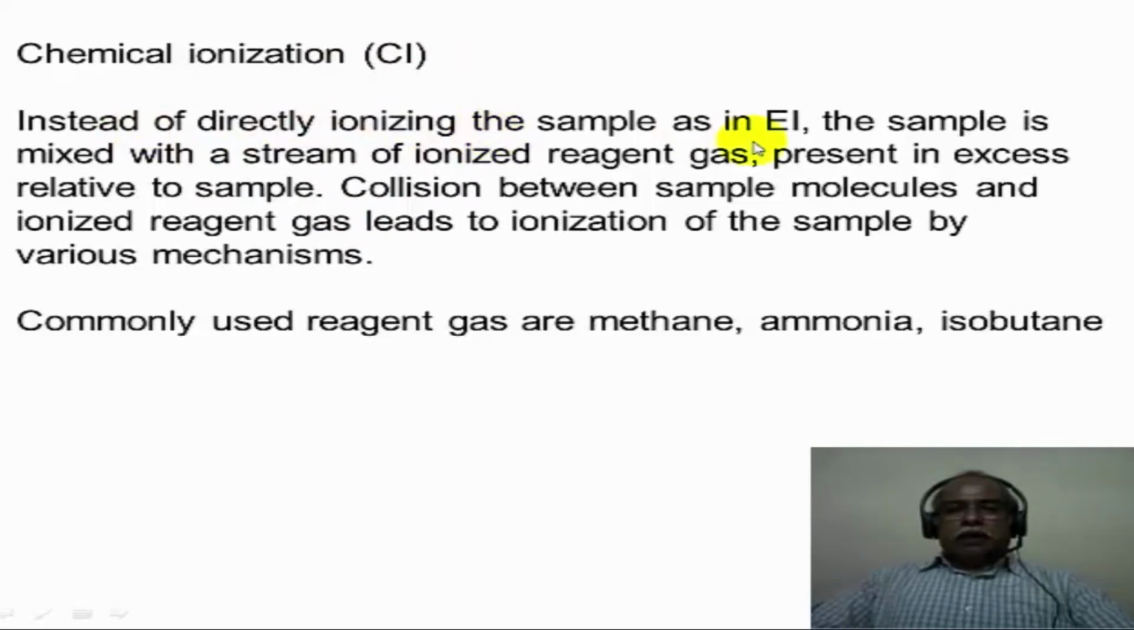Instead of directly bombarding the molecules with a high energy electron, a stream of ionized gas is used. In other words, you have a reagent gas which gets ionized by bombardment of these high energy electrons first, and the ionized gas molecules in turn react with the substrate. By a simple collisional process between the sample molecule and the ionized gas, ionization takes place by various mechanisms. The commonly used reagent gases are methane, ammonia and isobutane.